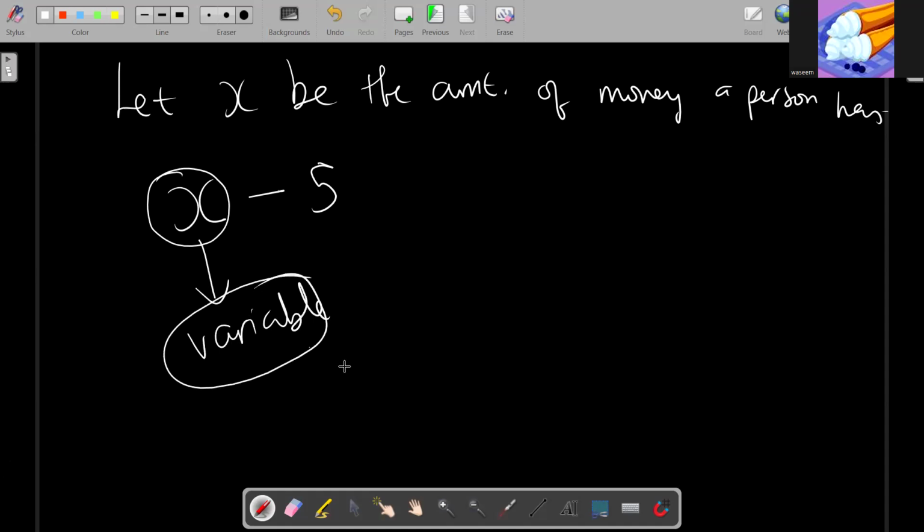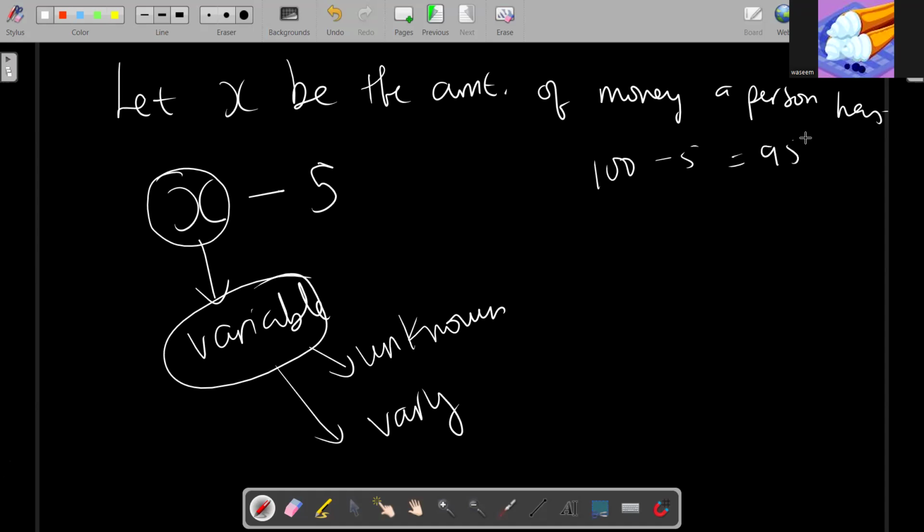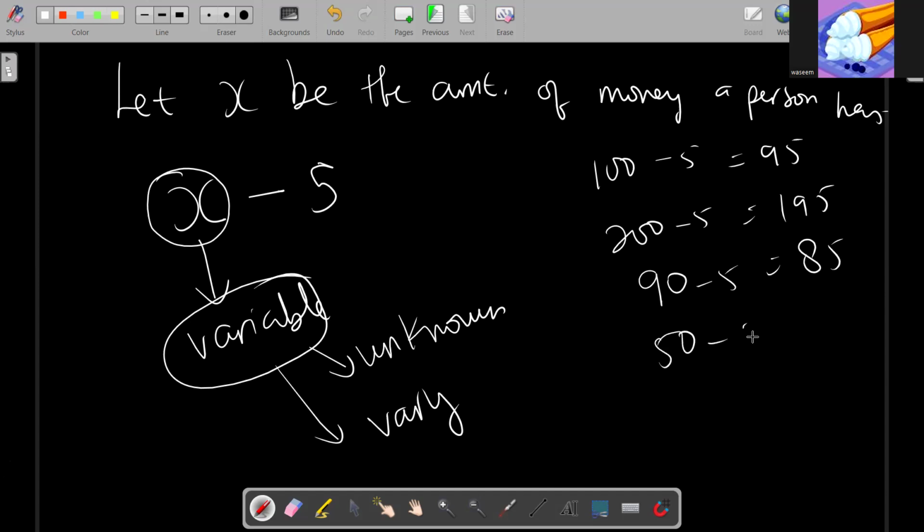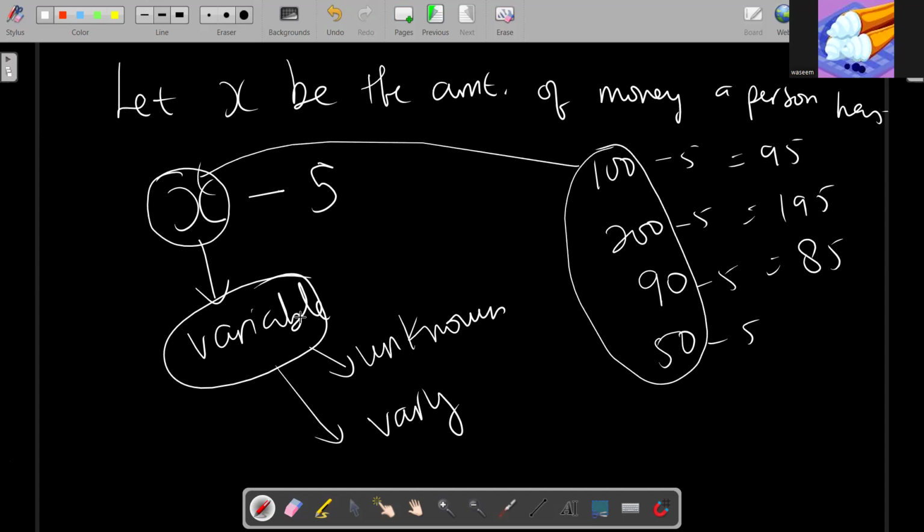The reason why it is called a variable is because it's an unknown, number one, and the value could vary as well, right? Because not everybody has the same amount of money. Somebody might walk in the bazaar with $100, right? So when they walk in with 100, by the time they pass through the gate, they have 95 now. Somebody could walk in with $200, they have 195. Somebody could walk in with $90, they have $85. Somebody could walk in with $50, right? But whatever that value is, we don't know what it is. X is called a variable because it is an unknown value and it varies. It varies from person to person, right?